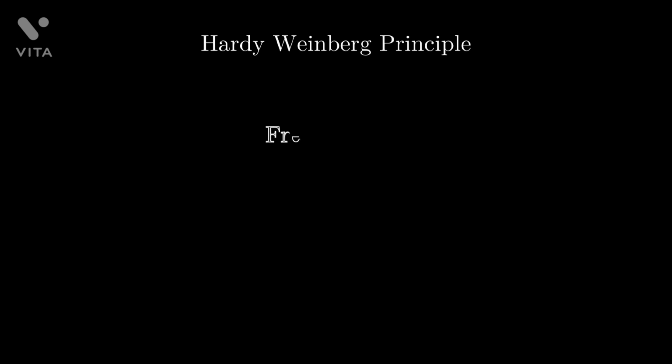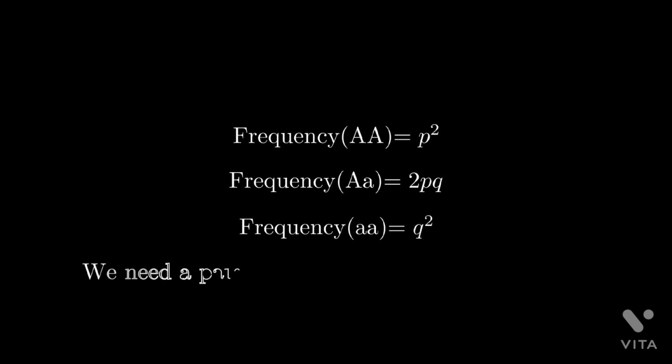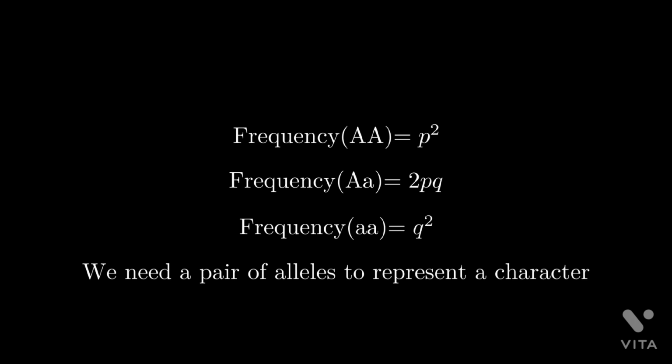Now, this brings us to the first topic, the Hardy-Weinberg principle, which says that if you have the frequency of capital A as p and small a as q, then the frequency of the pair capital A capital A is p squared, capital A small a is 2pq, and small a small a has a frequency of q squared. Now, just as a side note, we need a pair of alleles to represent a character in this case.